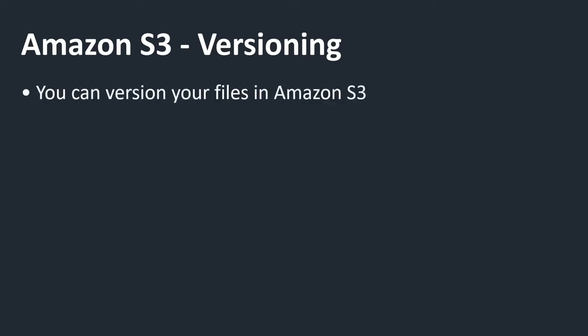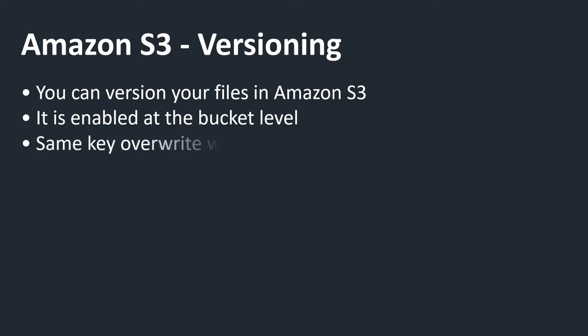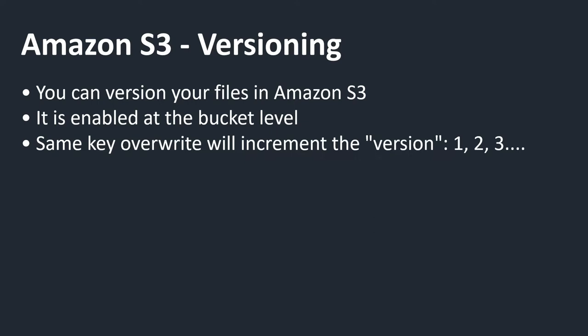So your file in Amazon S3 can be versioned, but it has to be enabled first at the bucket level. We will do this in the hands-on. That means that if you upload a file with the same key, it will not overwrite it. Actually, it will create a new version of that file. So instead of overwriting the file that already exists, it will create a new file version. I am simplifying here, but it will be version 1, then version 2, then version 3, etc.